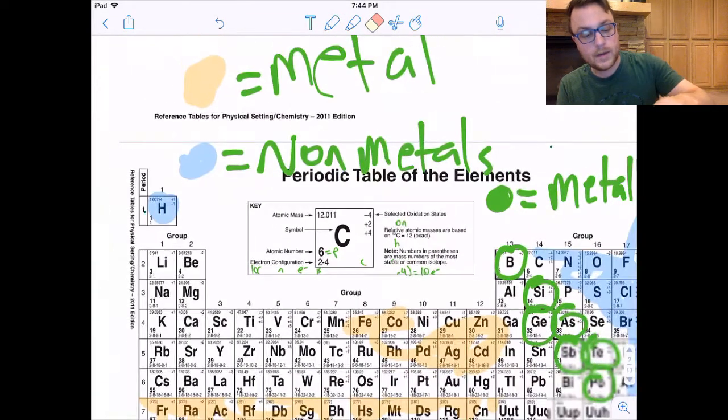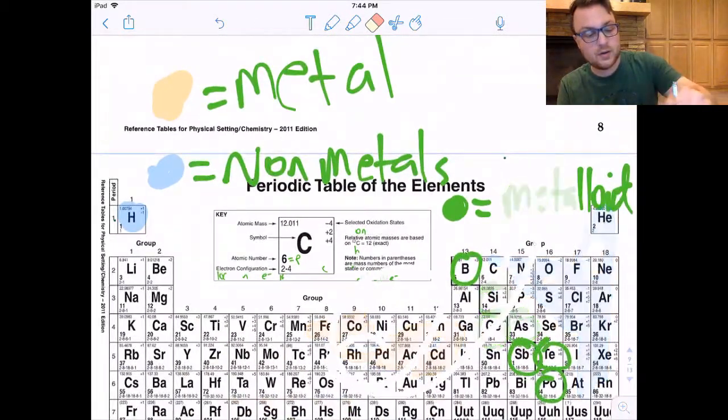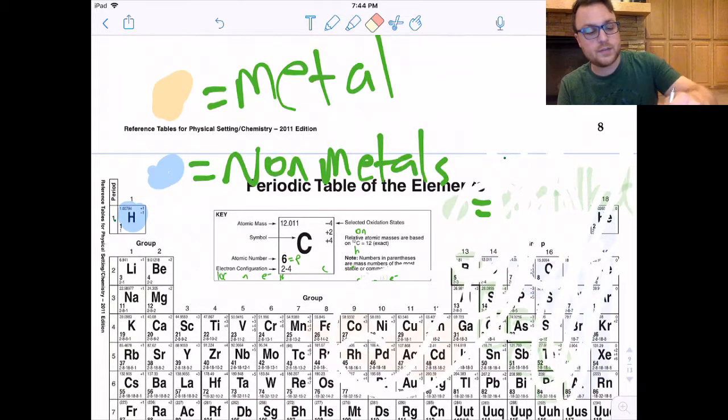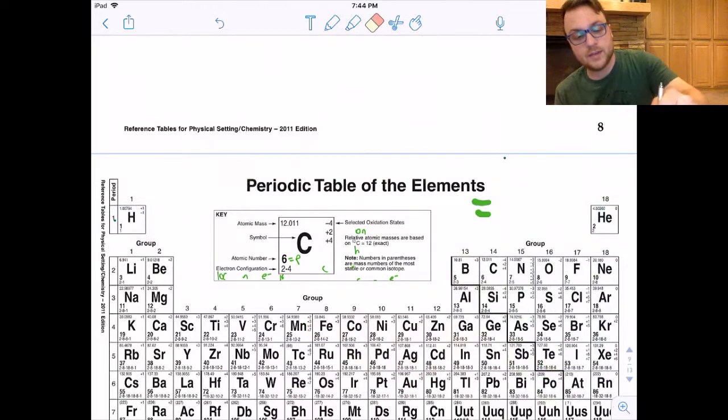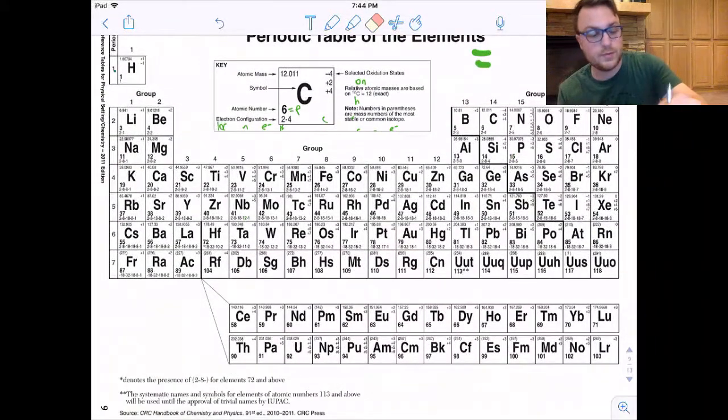All right, I'm going to do some erasing down here. So feel free to pause, fast forward, or rewind. But there's a lot more you get from just looking at this lovely, beautiful periodic table.